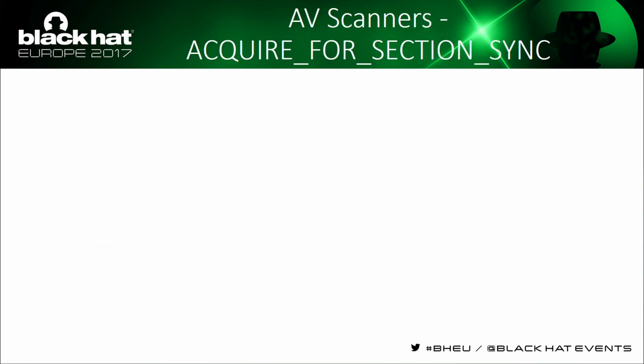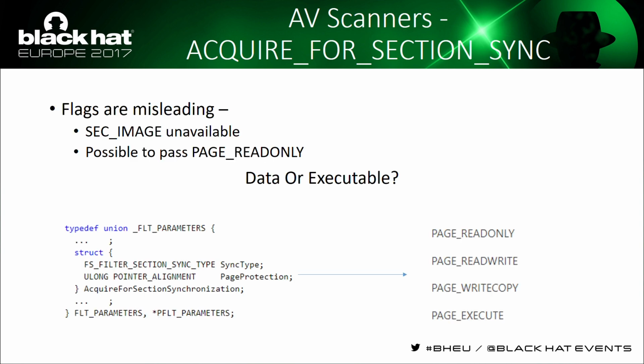Some special notes about the callback acquire section for synchronization. In user mode, we have many options to pass to the section creation. One of them is the section type, which, if you load the executable in the regular way, the integrate process via the Windows Loader, will be SEC_IMAGE. Another parameter is called page protection, which is expected to be page execute, because we want to map this section as execute.